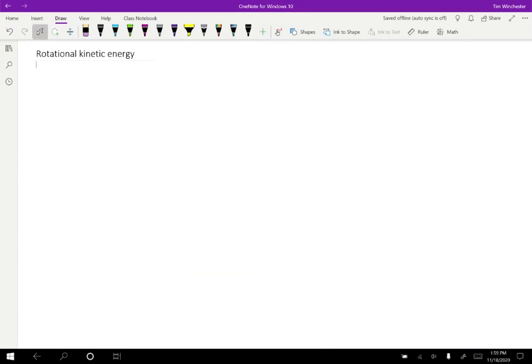When an object is rotating, it also has some kinetic energy. It turns out that there's a relatively straightforward formula for that as well. So suppose that we have an object like this that's rotating with some angular velocity omega. Well, we can use the standard physicist trick and break up the object into a bunch of little pieces.